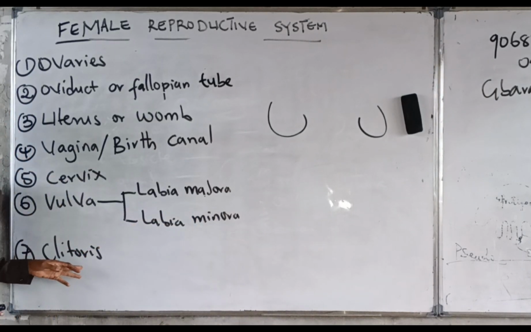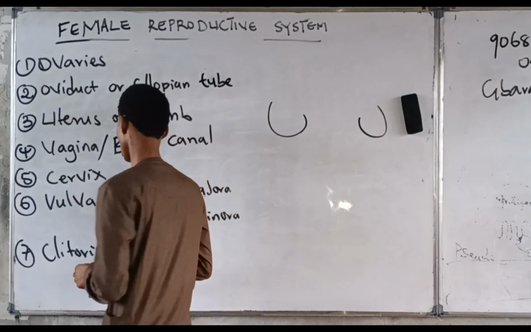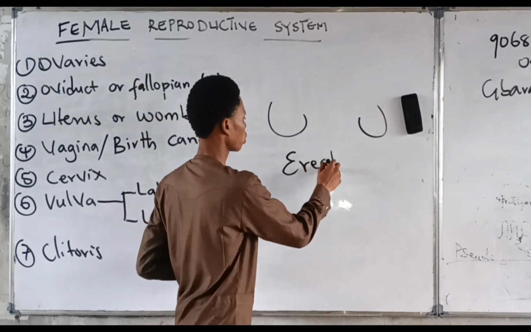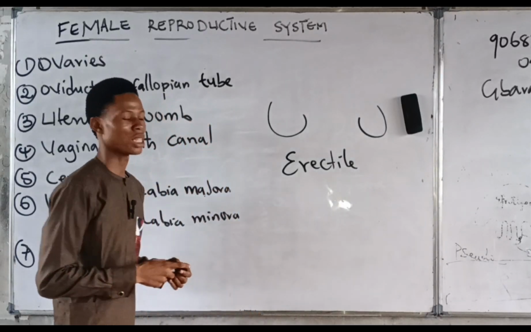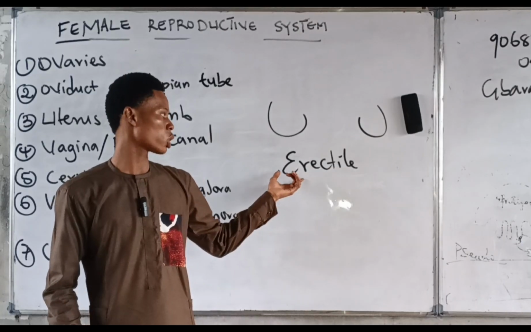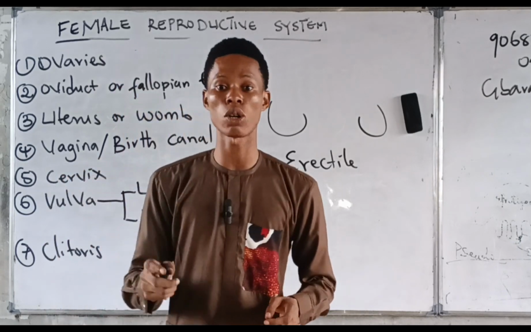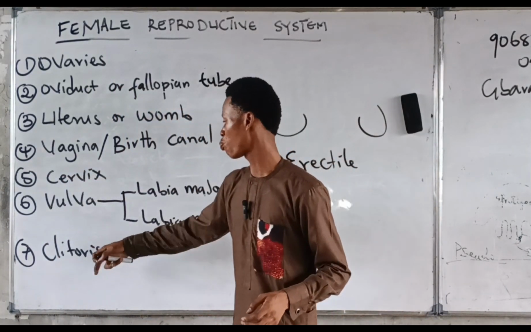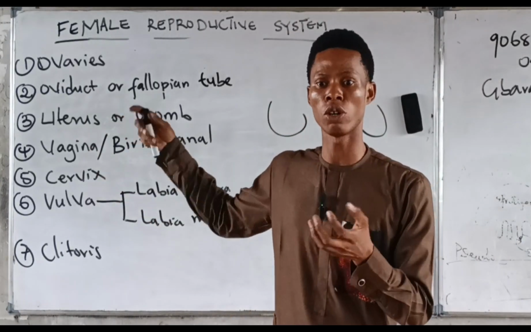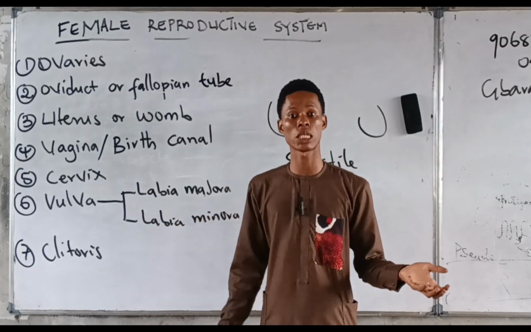Now the clitoris is equivalent to the penis in a male. This clitoris here is an erectile structure, so if blood flows into it, it can actually become erect, and it is what gives sensation during sexual intercourse. This is what is responsible for the erection of the female genital organ. That's why we said it is equivalent to the penis in the males.